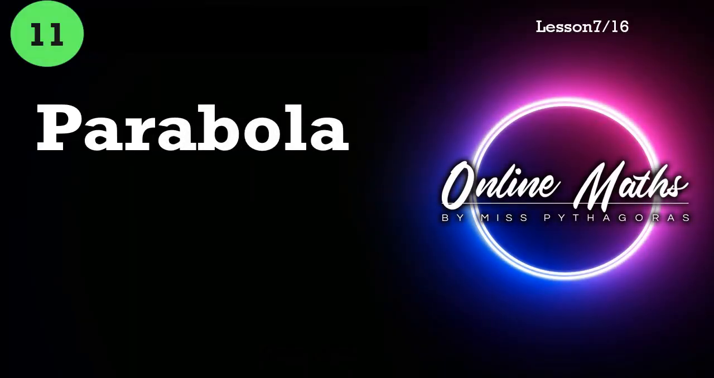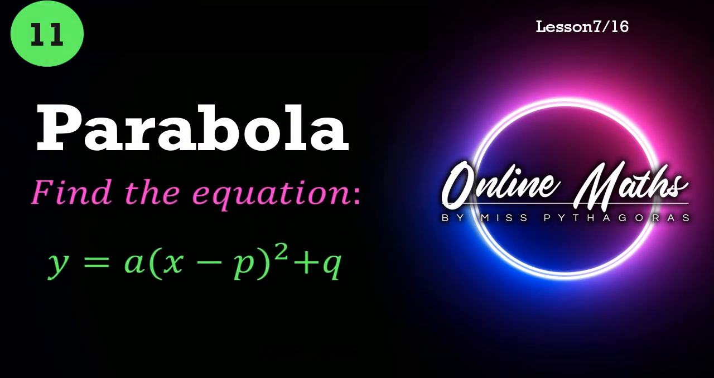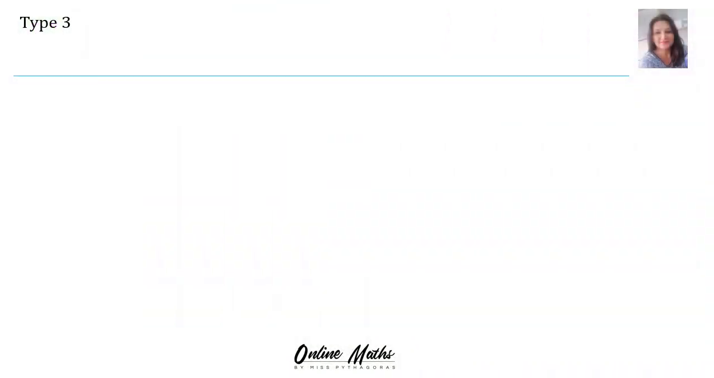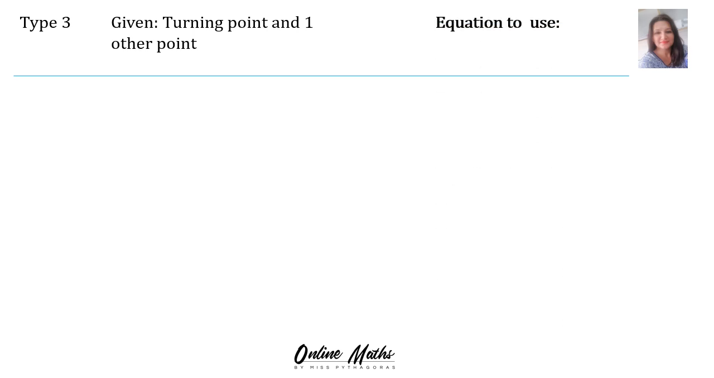Hello everybody, in this lesson I will discuss how to find the equation of a parabola when the turning point is given. Now type 3 of finding the equation of the parabola, what is given is the turning point and one other point. And then the equation that you will use, or the formula, is this one.